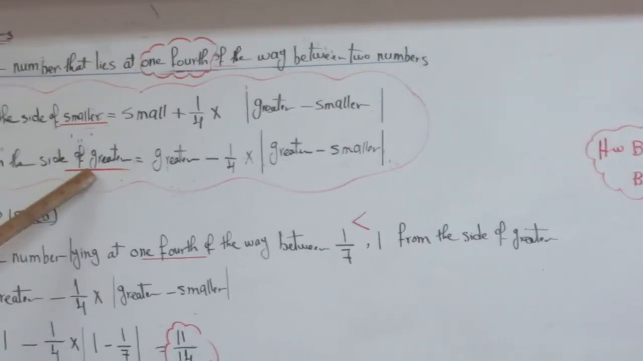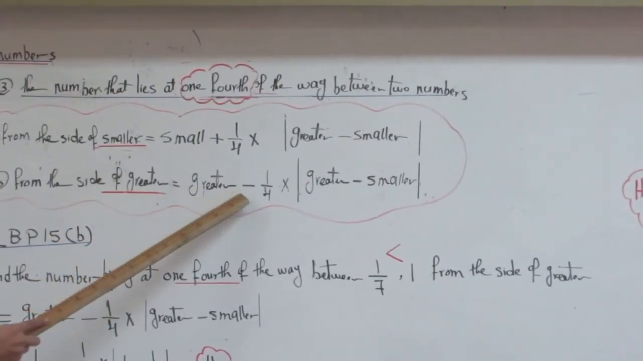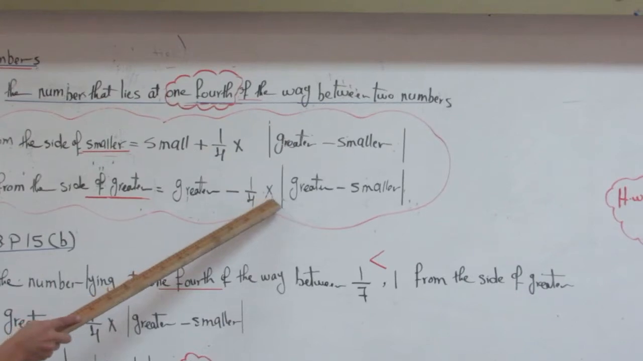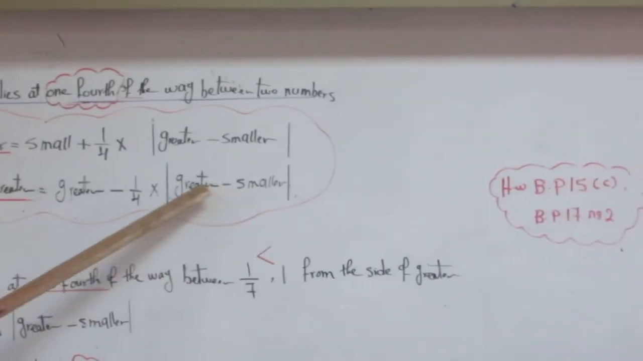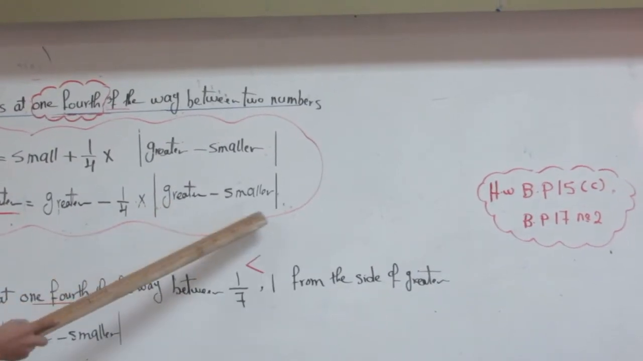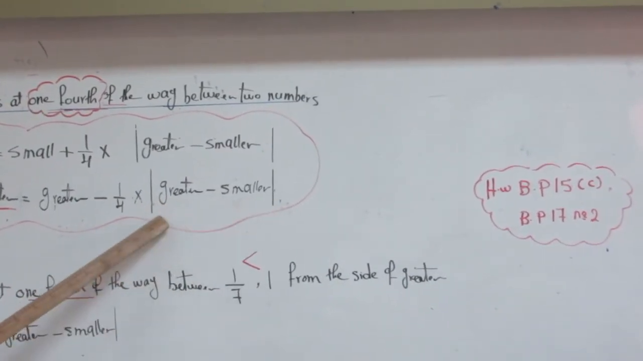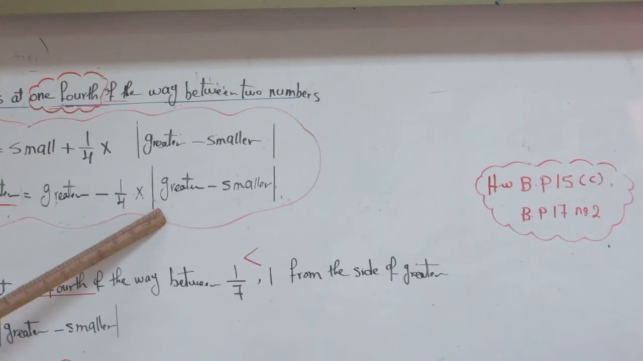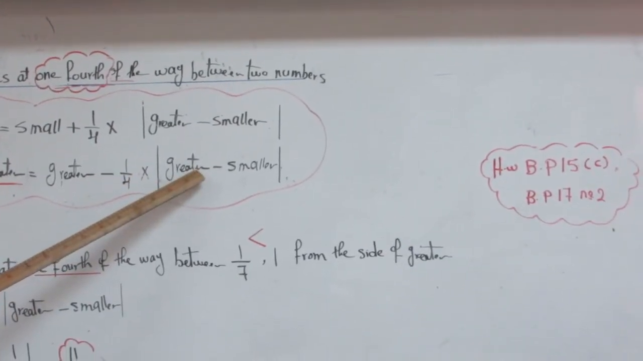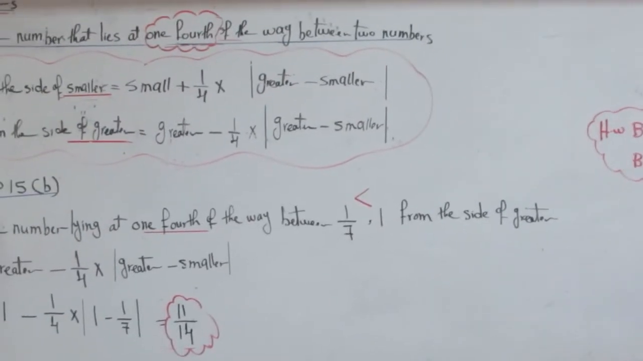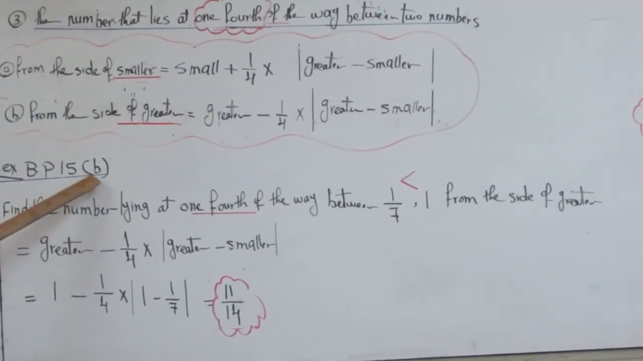From the side of the greater, I will write the greater minus 1/4 times the absolute value of the greater minus the smaller. If you want to make the smaller minus the greater, it's okay, because I added the absolute value. The absolute value doesn't care about the negative. It will be 1/4 times the absolute value. The same thing.